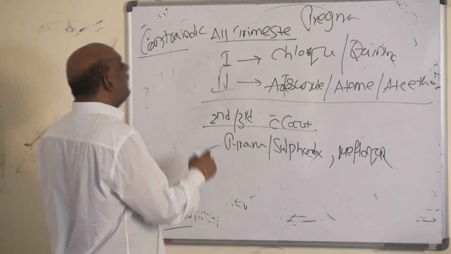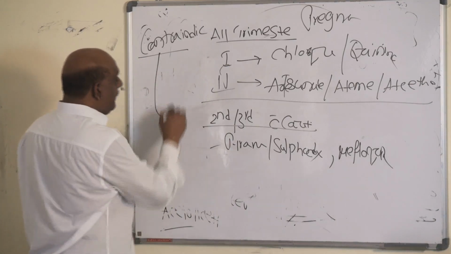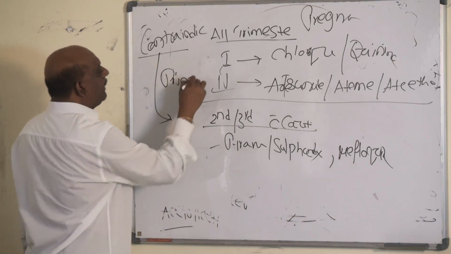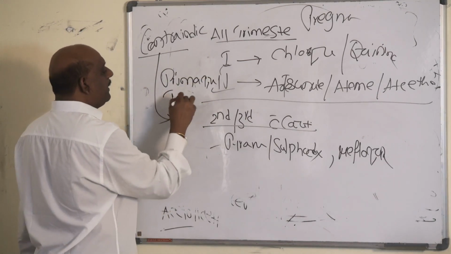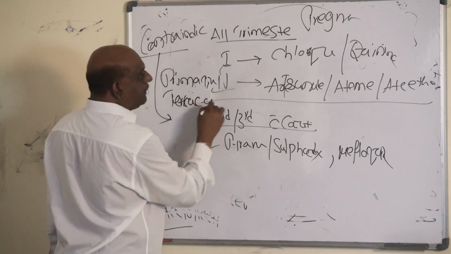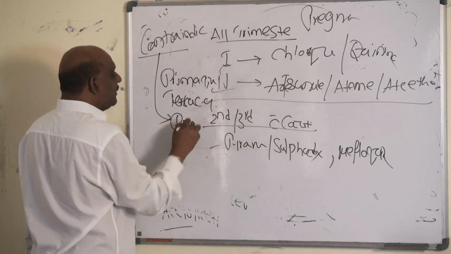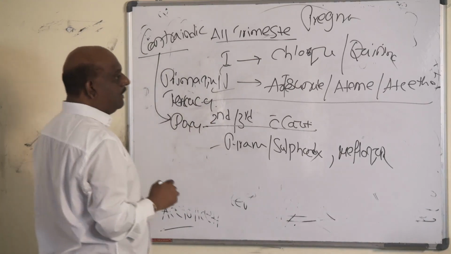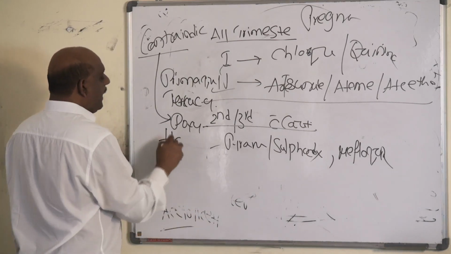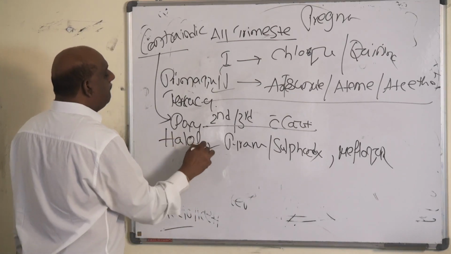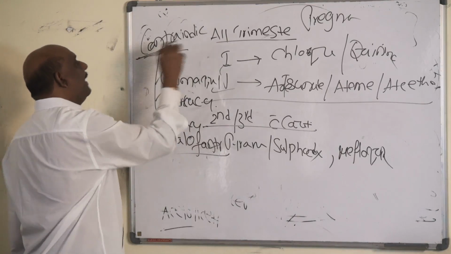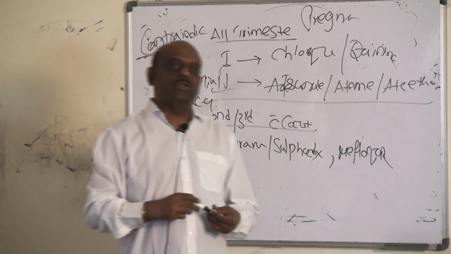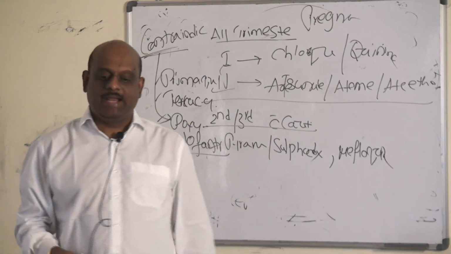So what are the contraindicated drugs, doctor? Primaquine, contraindicated. Tetracycline, contraindicated. Doxycycline, contraindicated. Halofantrine, absolutely contraindicated. So these 4 are contraindicated in pregnancy, is what you have to basically understand.